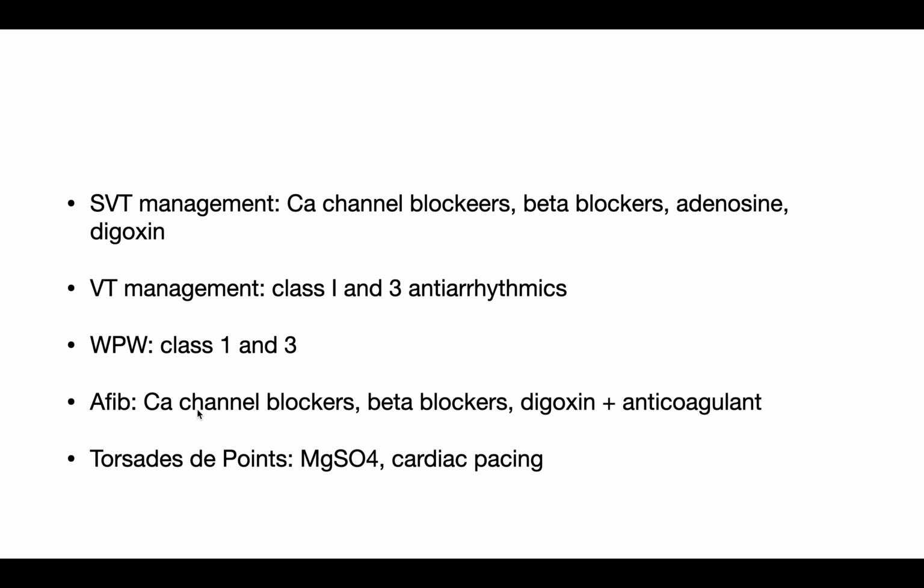AFib, we want to use calcium channel blockers and beta blockers first, and then, if need be, the digoxin and anticoagulant due to the toxicity of digoxin. Torsades de pointes, first we're going to try to manage it with the magnesium sulfate long enough for you to go into the heart lab and get a pacemaker inserted.